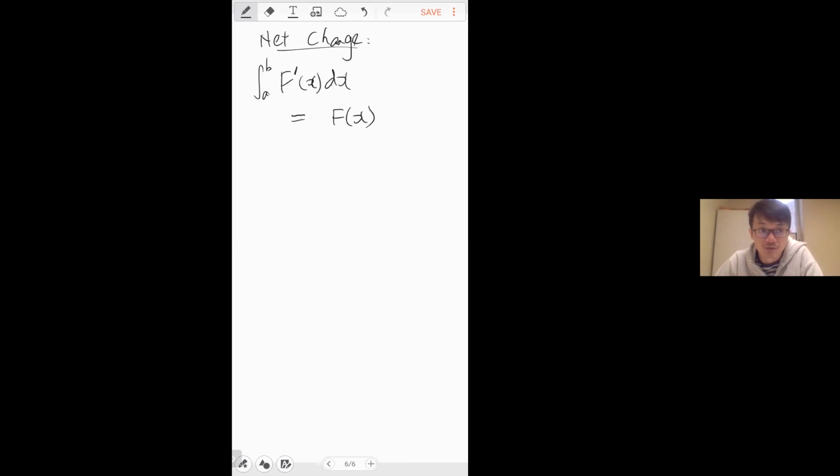And because I'm computing definite integral, I need to put in a and b. So I guess I should write like this. I need to put in a and b. So this really just means f of b minus f of a. Is it okay? Capital F. So I'm taking the integral of f prime, and the antiderivative of the derivative is f itself. Is it okay?